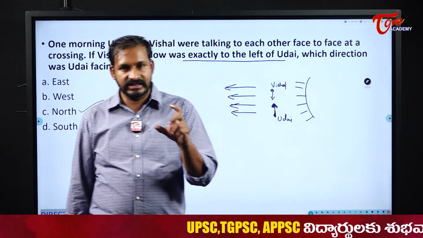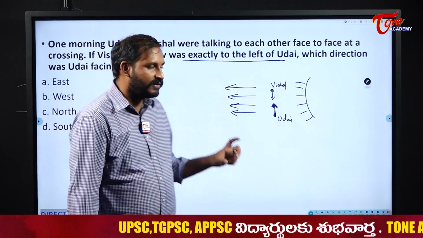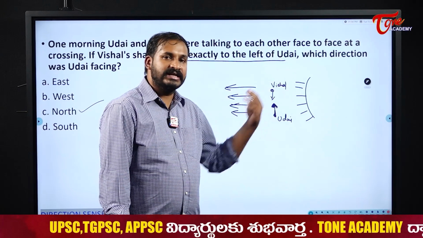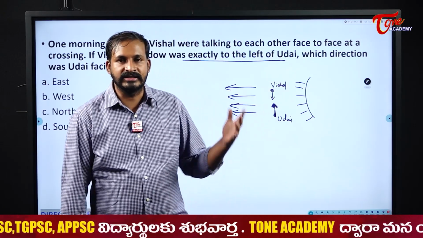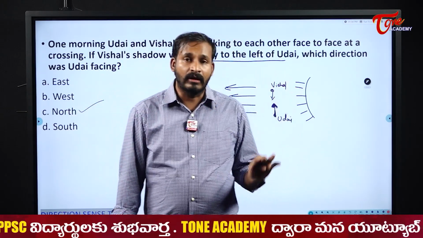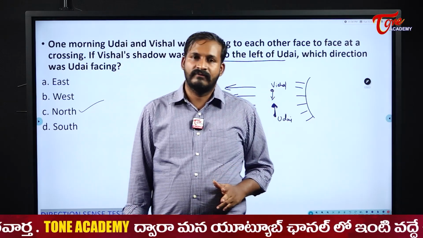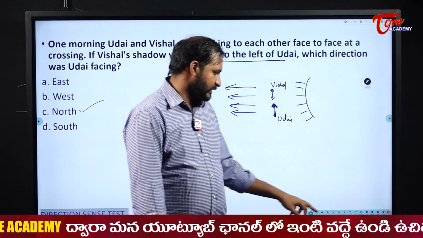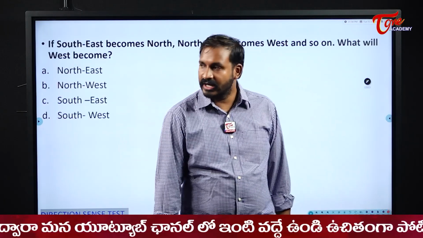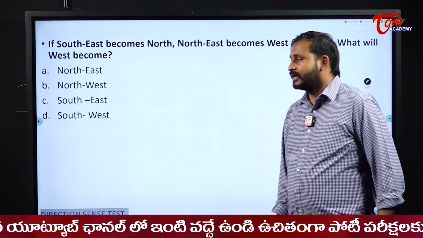So, here directions are very, very important. Please be careful, and pre-understanding is also very, very important. If the shadows are falling to left and right means north or south. If the shadows are falling in front and behind means what? East or west. That is a simple understanding which we should know. Next one. Pause the video and try to solve it, students.